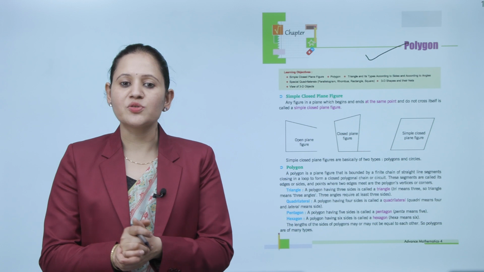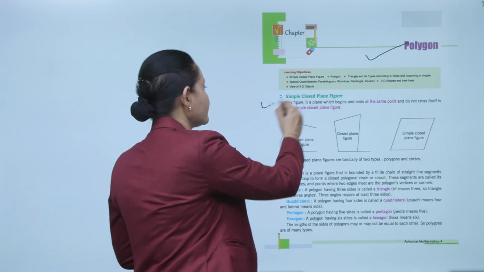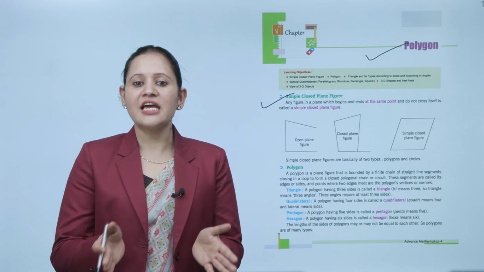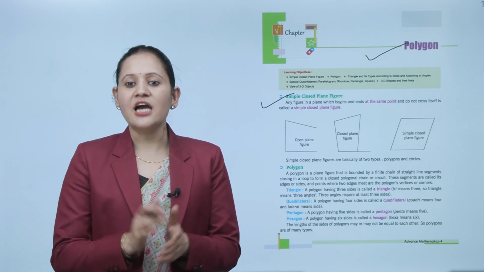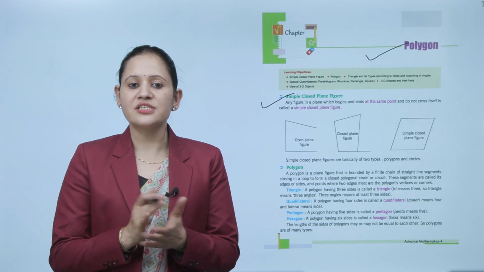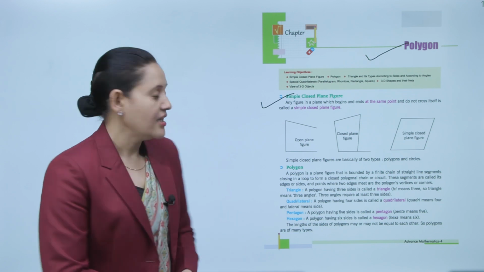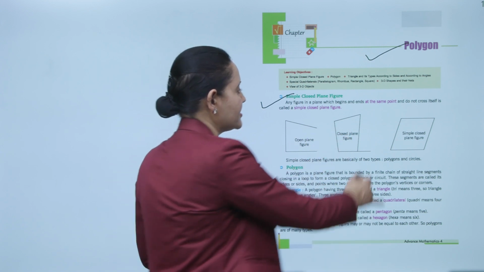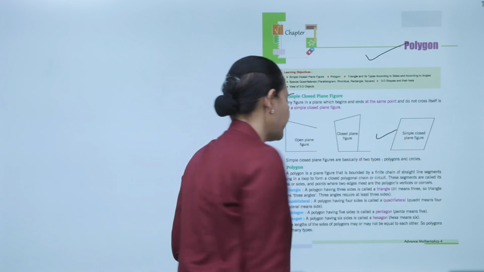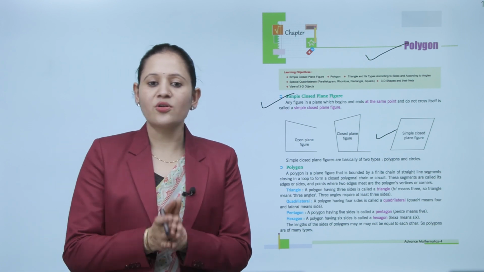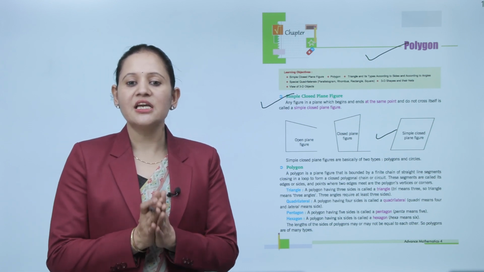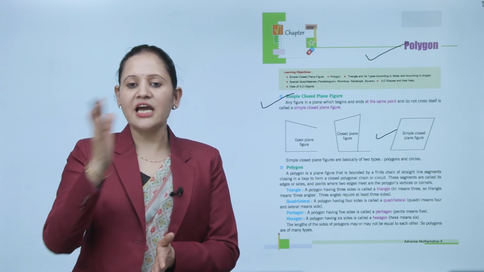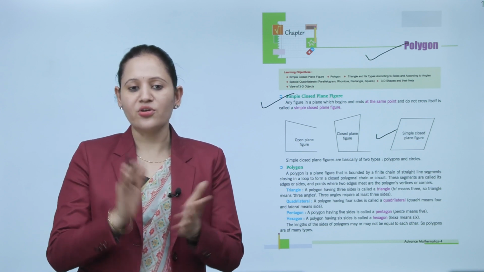First is simple closed plane figure. Any figure in the plane which begins and ends at the same point and does not cross itself is called a simple closed plane figure. Like here, it is the open plane figure, closed plane figure, and this is the simple plane figure. Clear? Simple closed plane figures are basically of two types, polygon and circle. The starting point and ending point will be the same and they will not cross each other.